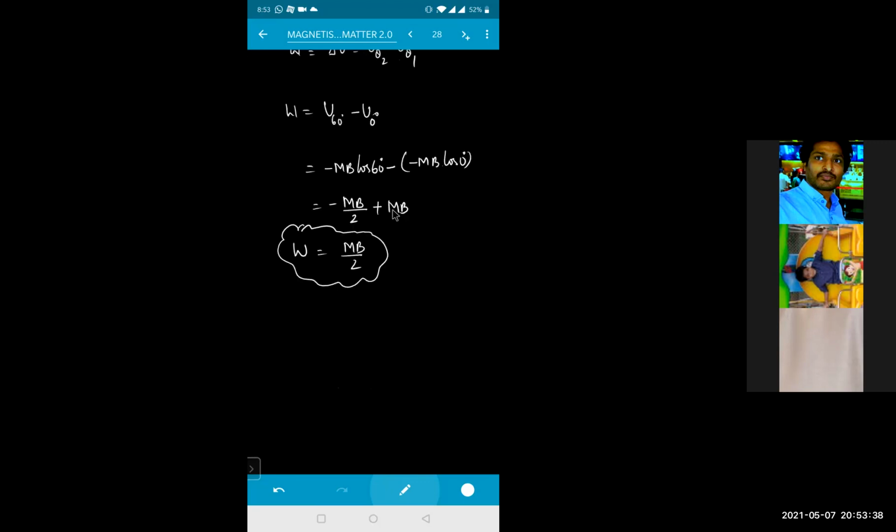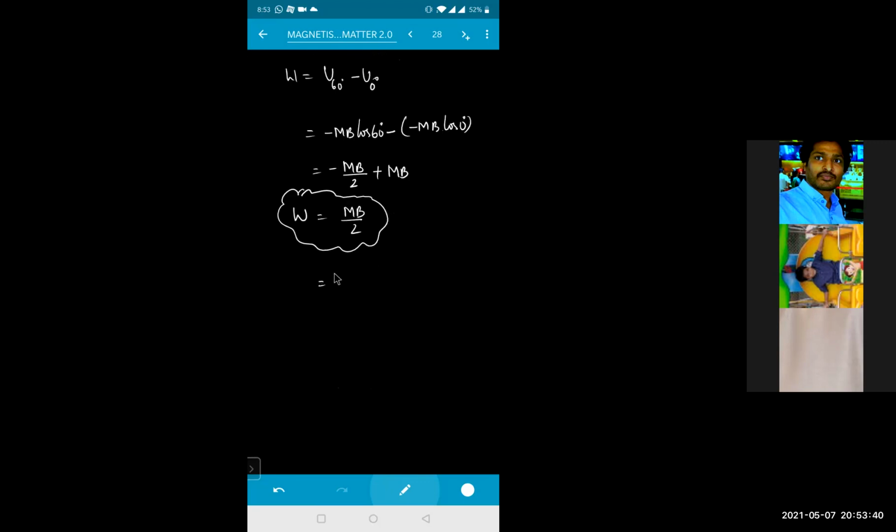Everything is now given in the problem. The magnetic moment is given as 3, and the magnetic field is given as 0.34 into 10 to the power of minus 4, divided by 2. So this will be equal to how much? 3 into 0.34: 3 4s are 12, so this is 2 and 1 is carried. 3 3s are 9, that makes 10. That means this will become 1.02 divided by 2 into 10 to the power of minus 4.